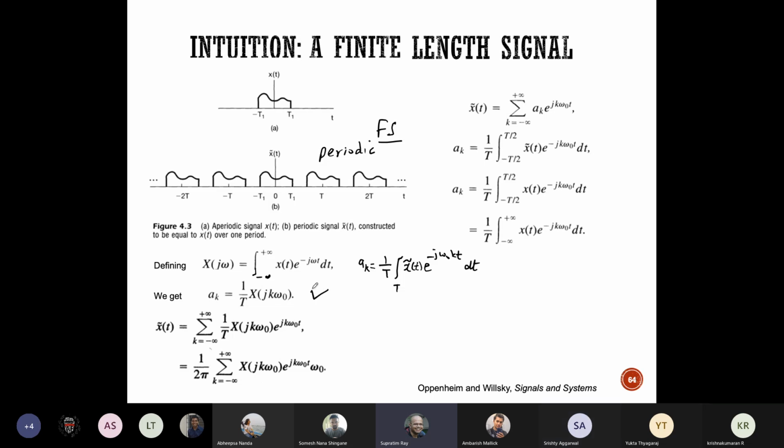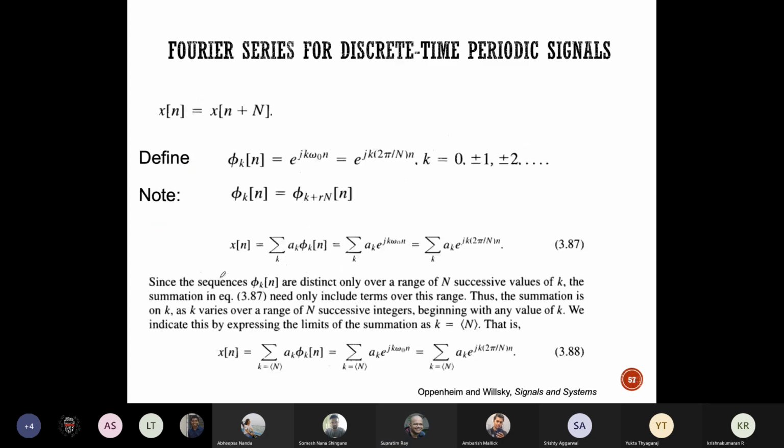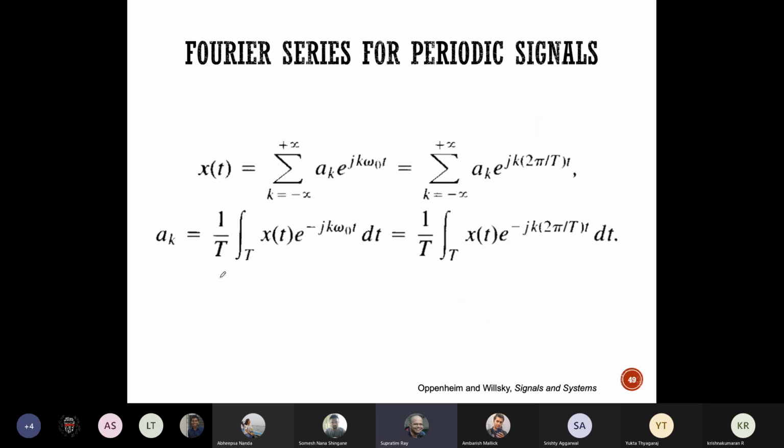Yes. Okay. So now that we have got the coefficients, we are going to ask how am I going to construct x tilde of t from the coefficients? And that gets back to the synthesis formula, where x(t) can be obtained by summing all these coefficients, a_k's, multiplying them by e to the power j k omega naught t and taking the sum over k from minus infinity to infinity. This is the Fourier series synthesis equation.